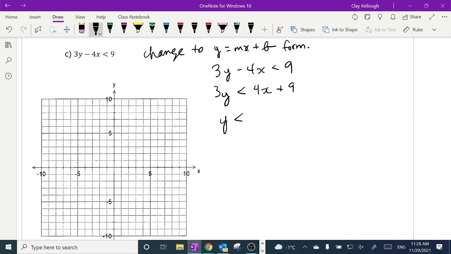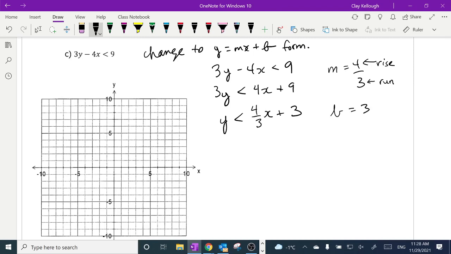I didn't multiply or divide by a negative. This is a positive, so it's still a less than. And no, I don't want a decimal. Let's just leave this as 4/3. It's easier to think of as a fraction because now I have a rise of 4 and a run of 3. So don't even think of it as 4/3. Think of it as 4 divided by 3 because that's what it is. And then, of course, the y-intercept is 3.